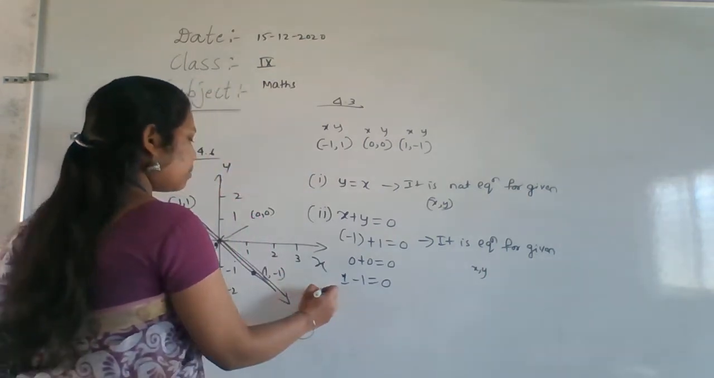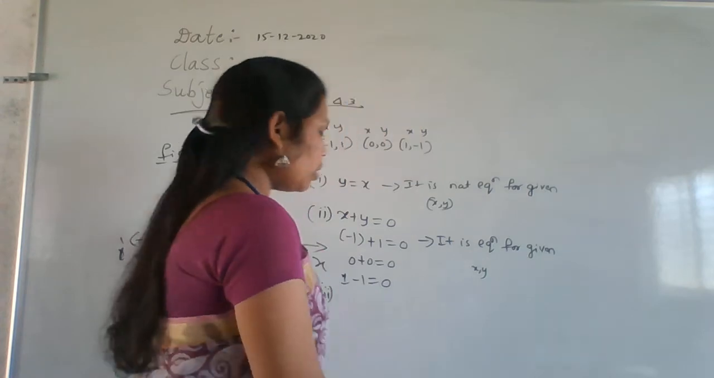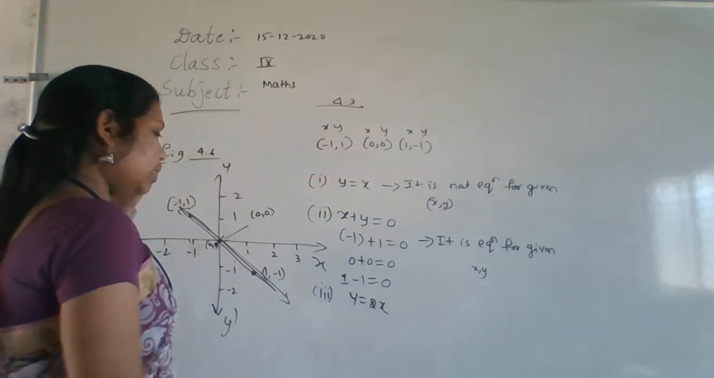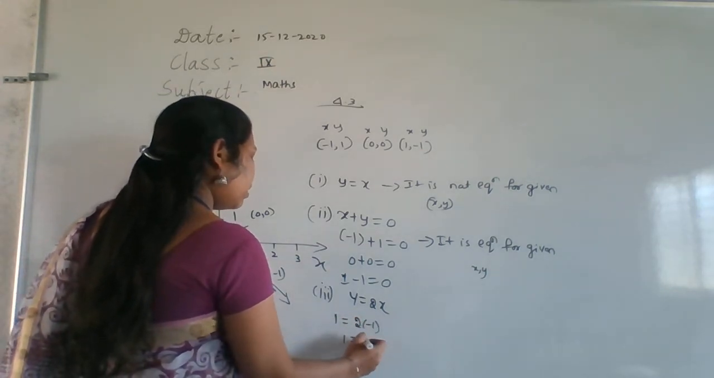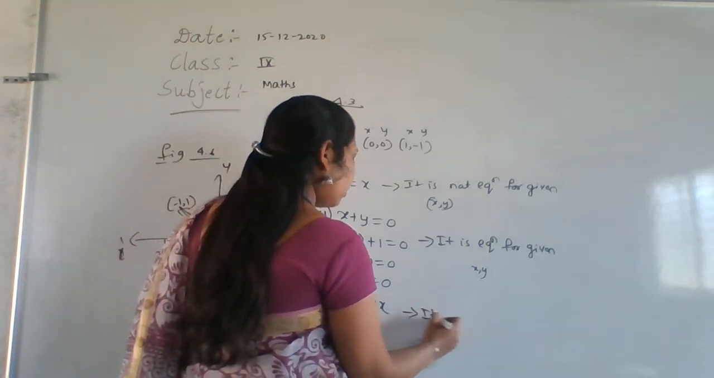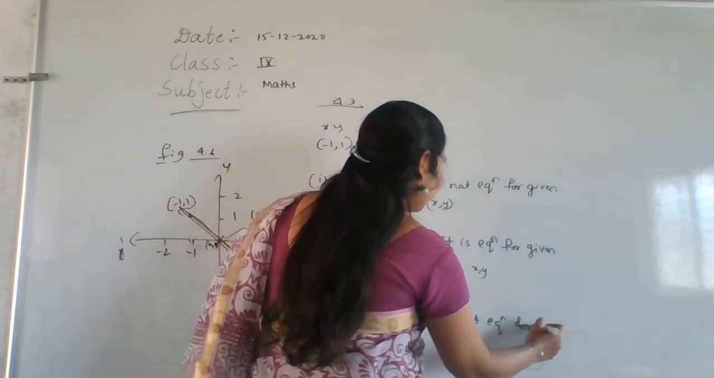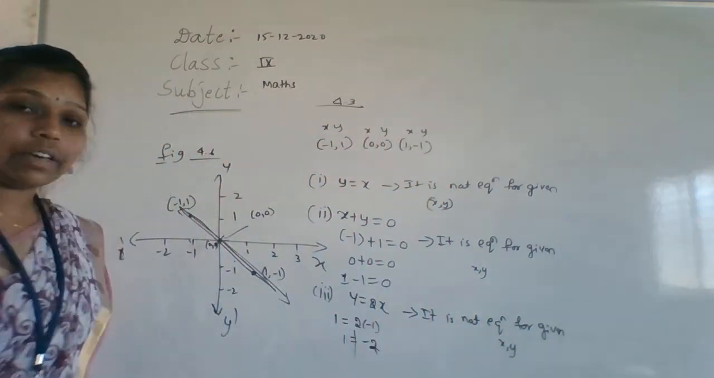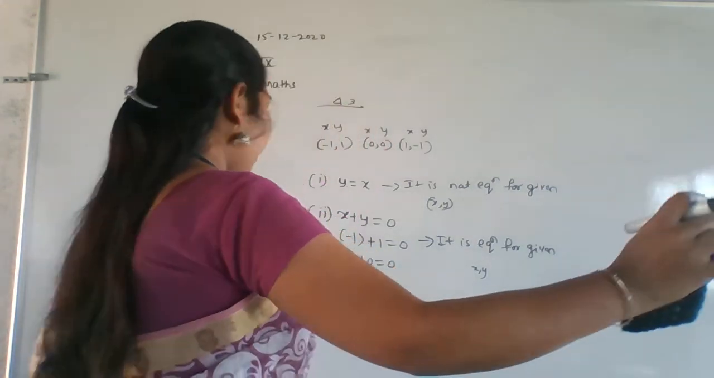Okay. Next check for the third one. What is the third equation? y is equal to 2x. Whether y is equal to 2x here? See, 1 is equal to 2 into -1. Whether 1 is equal to -2? No. Therefore, it is not the equation for the given x, y. Now go for the last equation, the fourth one.